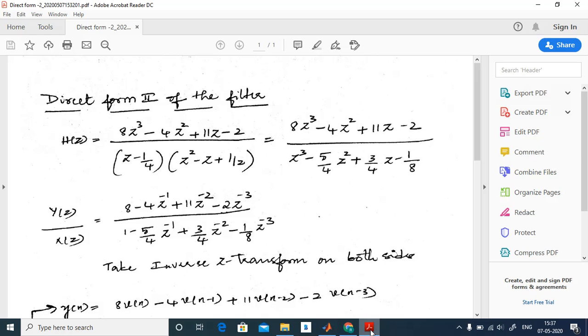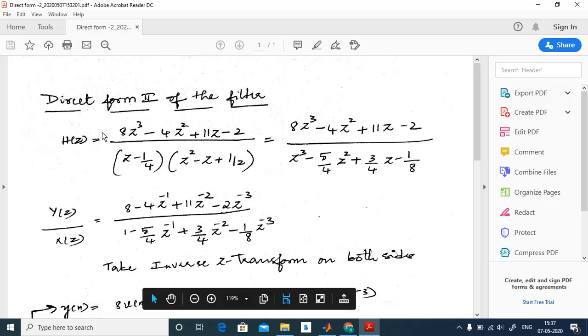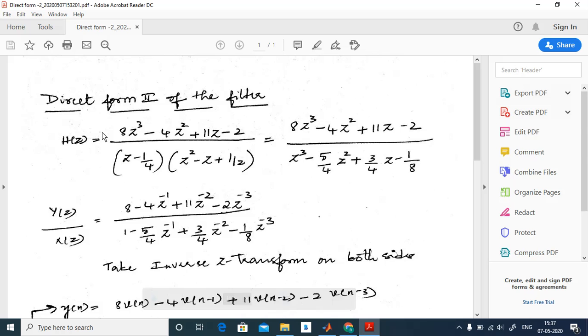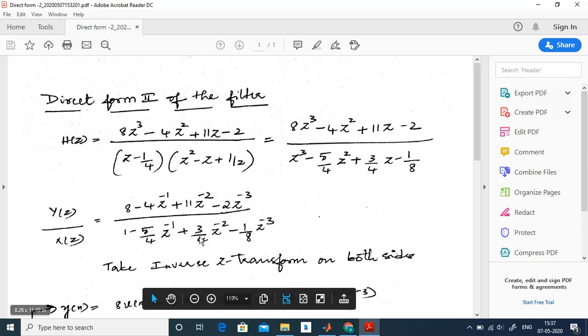So the problem which I considered is this. Realize the given filter in direct form 2. So this is a system function which represents a digital filter. This was the question that they have given. They have given only the transfer function. So what I did here was, I multiplied the denominator polynomial so that I get one single expression. In the next step, I divided by highest power.